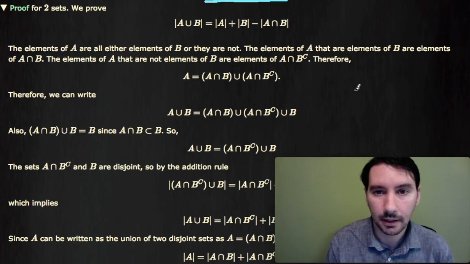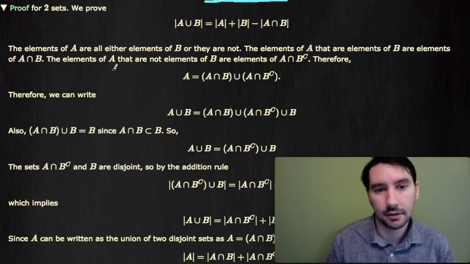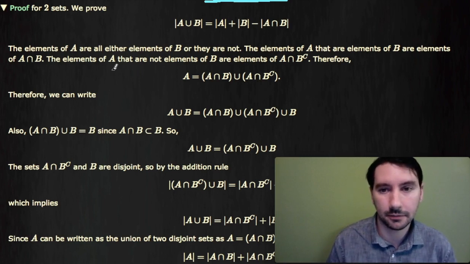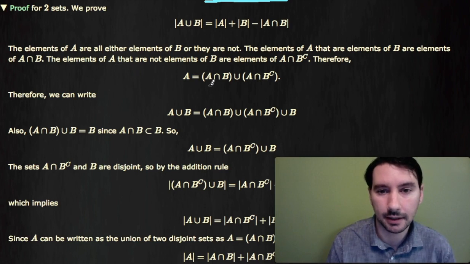So all the elements that are in A are either elements of B or they aren't. So we can rewrite any set A as A intersect B union A intersect B complement. So this is just rewriting A as the elements in A and B and the elements in A and not in B.